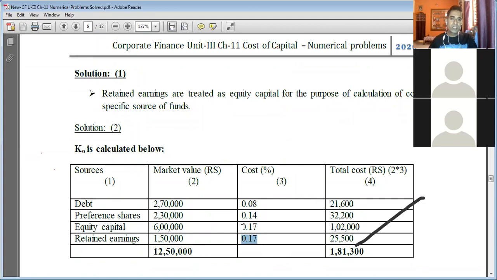In the textbook they have given separate cost of equity capital and separate cost of retained earnings. So if it is given, you have to consider it separately. If not given, cost of retained earnings is always equal to cost of equity capital. Okay. Doubt clarified? Yes, sir.